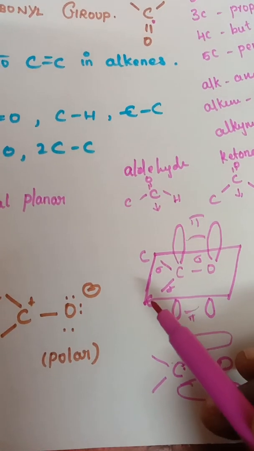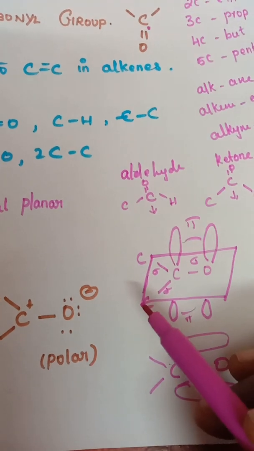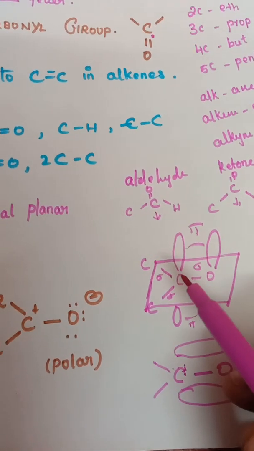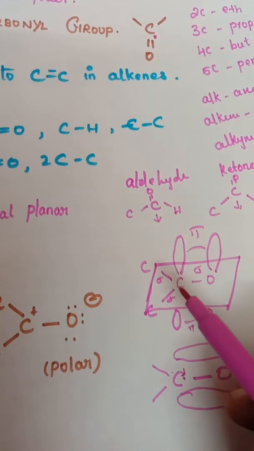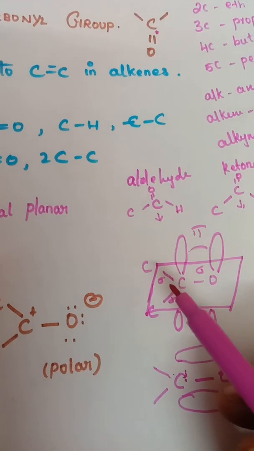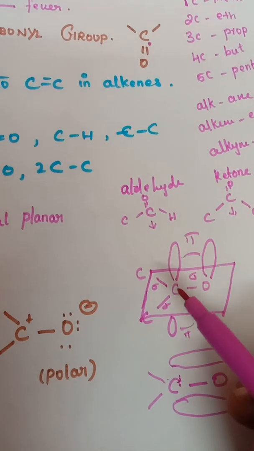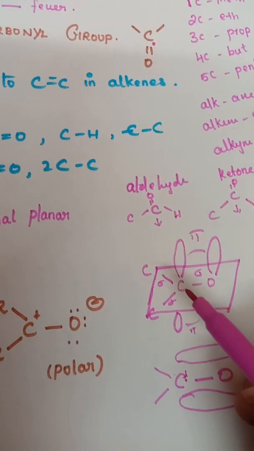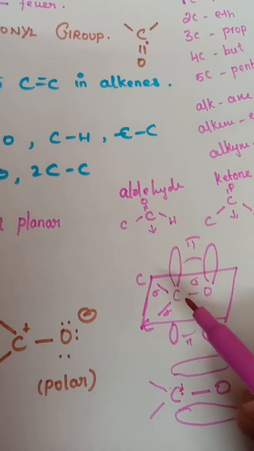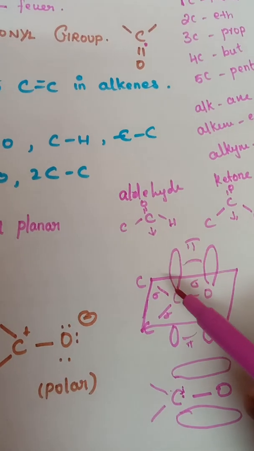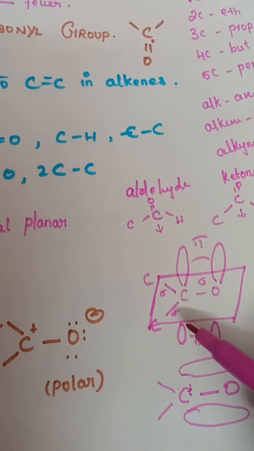In the case of aldehydes, it will be bonding with hydrogen, and in the case of ketones, it will be with two carbons. So these all will be linear overlaps, forming sigma bonds. But there will be another orbital with one electron, which is unhybridized, referred to as the unhybridized p orbital. It will be present above and below the plane.